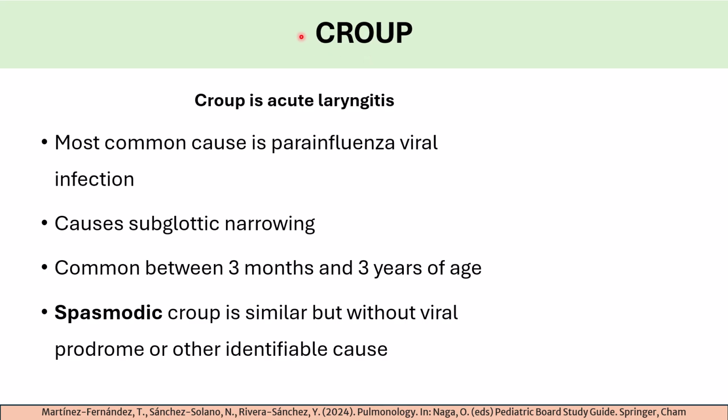Croup, very important, very high yield. Croup is acute laryngitis, which is inflammation of the larynx. The most common cause is parainfluenza viral infection. However, other viruses can do that.